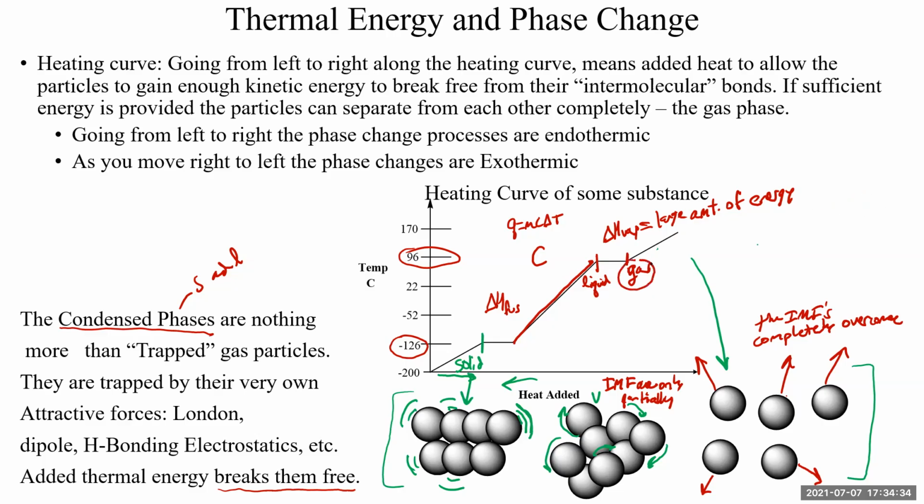So the gas phase is going to have a lot more energy despite the fact that it's at the same temperature as the liquid phase at 100 degrees Celsius. That's because all that extra energy went into separating the particles, the water particles, or whatever the substance's particles are. A lot of energy went into separating those particles.